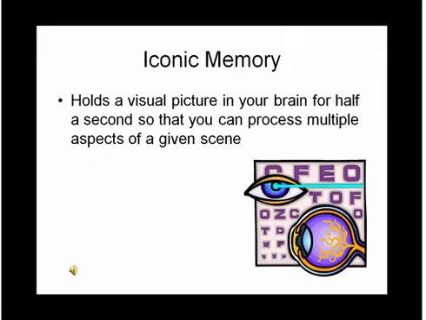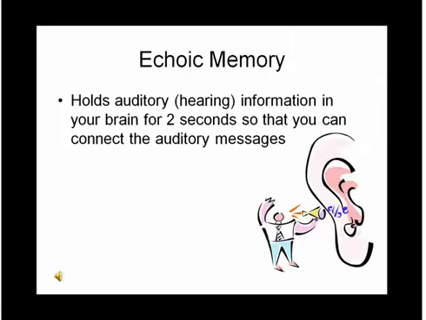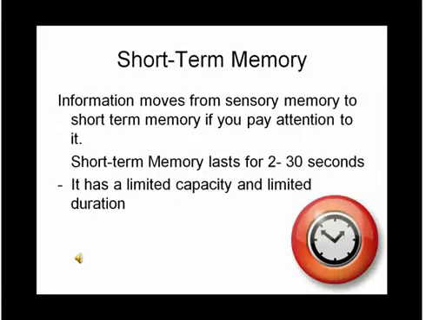Here I already went over iconic memory on the last slide, but here it is again. It holds a visual picture in your brain for half a second so that you can process multiple aspects of a given scene. Echoic memory holds auditory information in your brain for 2 seconds so that you can connect the auditory messages. So that was sensory memory.